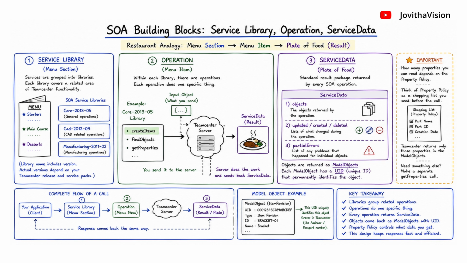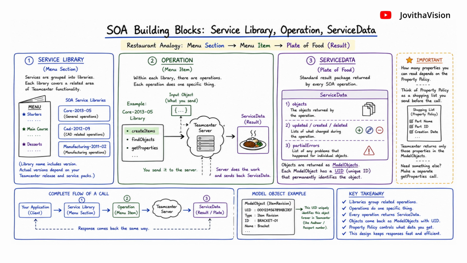One important thing about how objects come back in service data. The objects are returned as model objects, which is Siemens' term for a Teamcenter business object that has been loaded into memory on the client side. Each model object has a UID, a unique ID that permanently identifies that object in Teamcenter. Think of the UID like an Aadhaar number or a passport number. It never changes and always points to that one specific object.